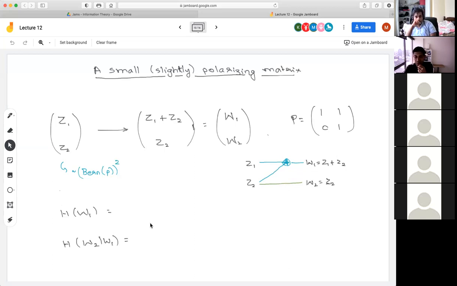So W1 is still a Bernoulli random variable. It's either 0 or 1. It's Z1 plus Z2, right? There is no conditioning, nothing. We just want to analyze what is the probability that it's 1. And what is the probability that it's 1? You are adding Z1 plus Z2, again modulo 2, so it's an XOR. You want to look at what's the chance that Z1 and Z2 are different. Z1 and Z2 are different if either Z1 is 1 and Z2 is 0, or the other way around.